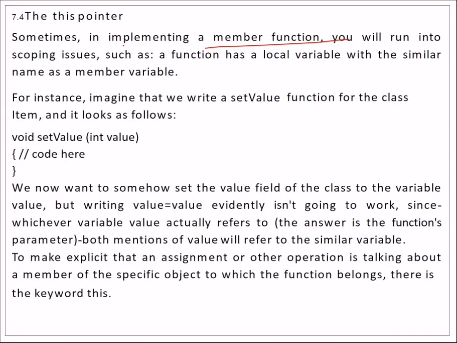For example, let us imagine that we write a set value function for the class Item, and it looks like this: set value and some code here. We have some value here. Now what we want is to somehow set this value field of the class to the variable value. But writing value equal to value is not going to work, since both mentions of value will refer to the same variable, depending upon the scope.